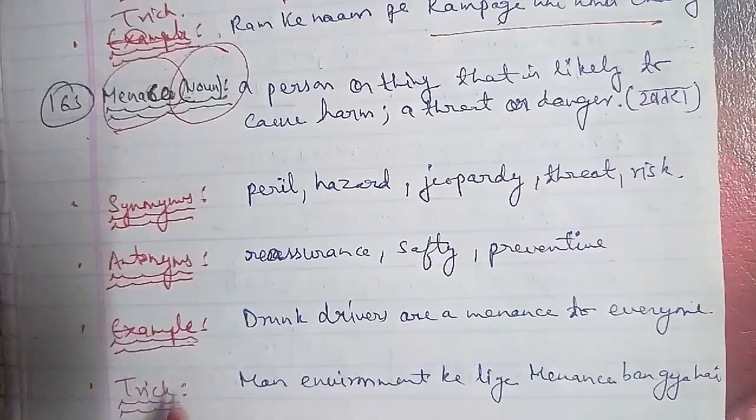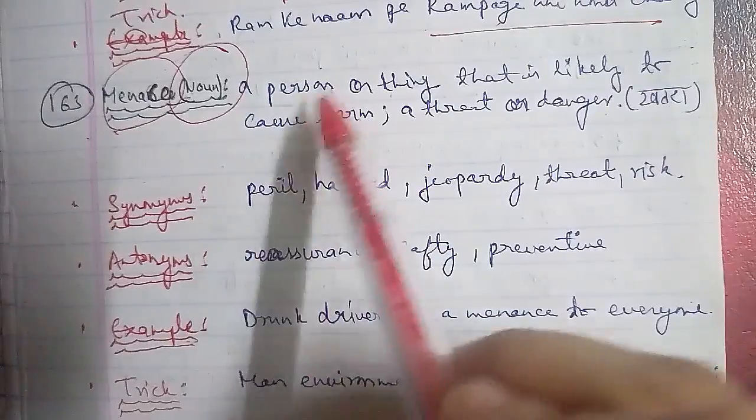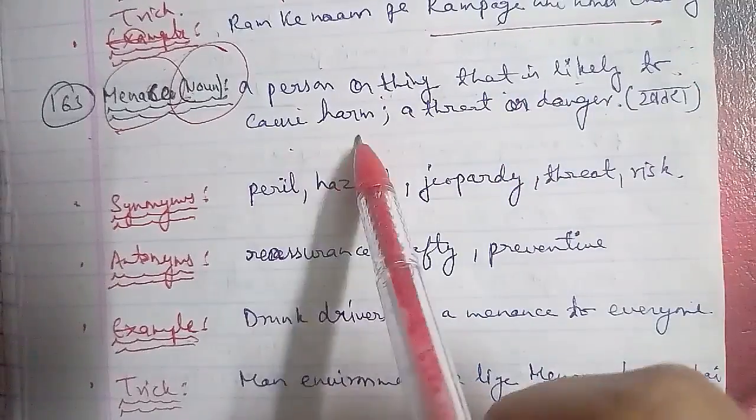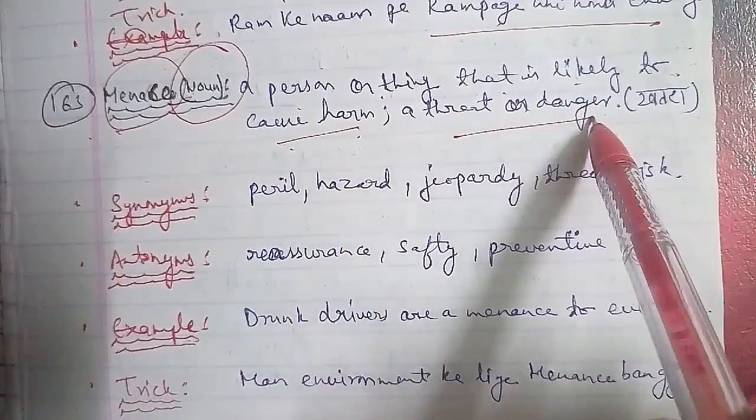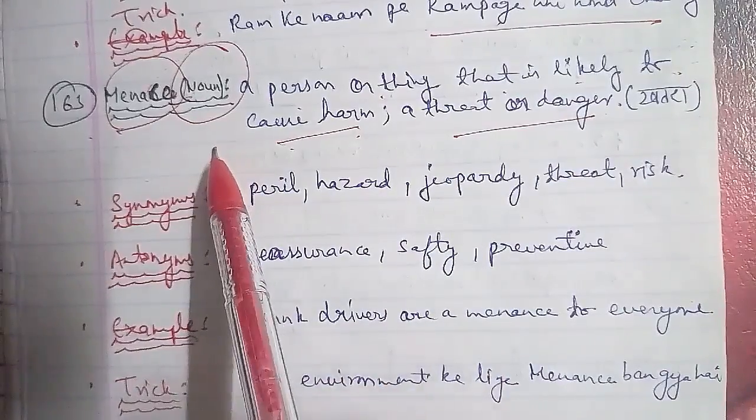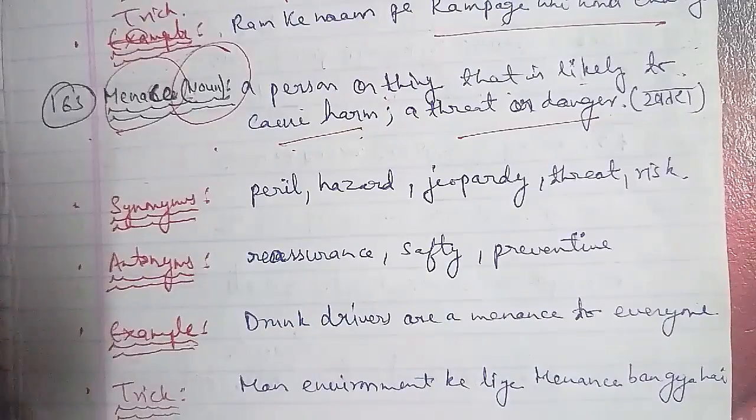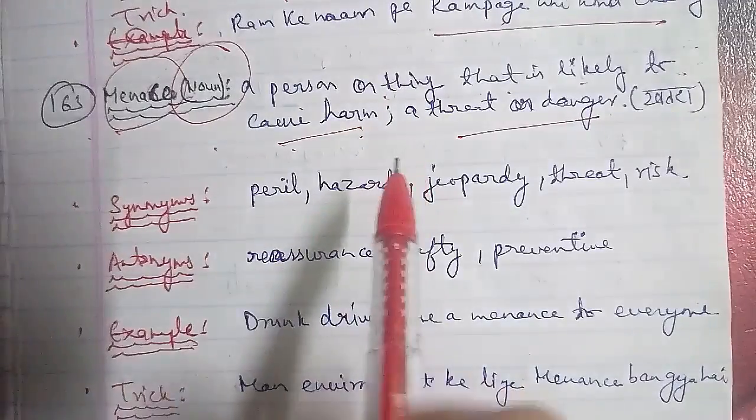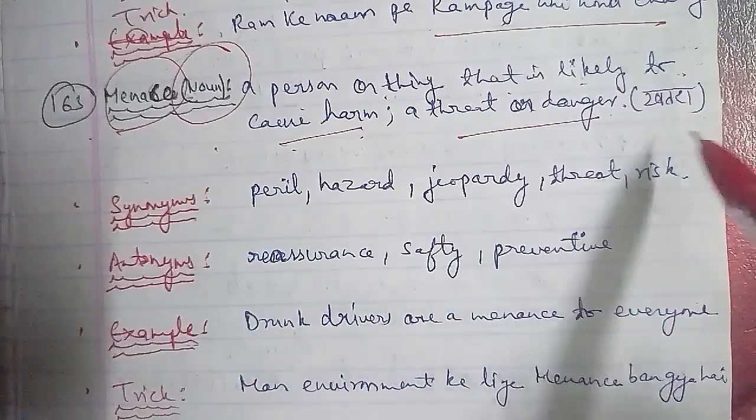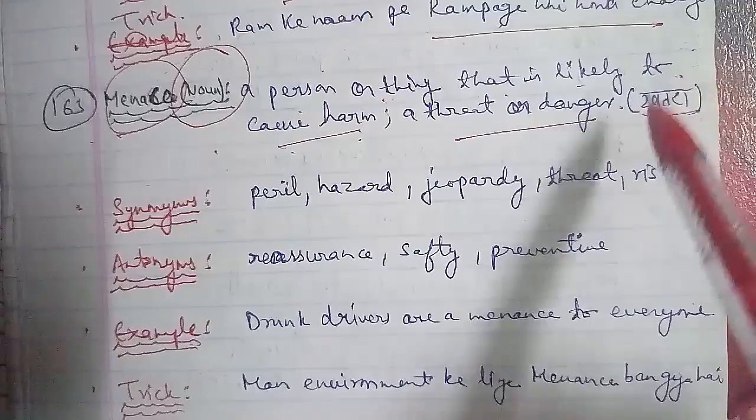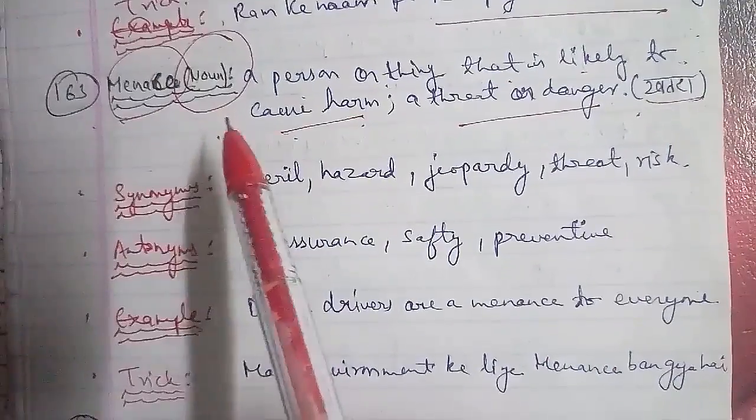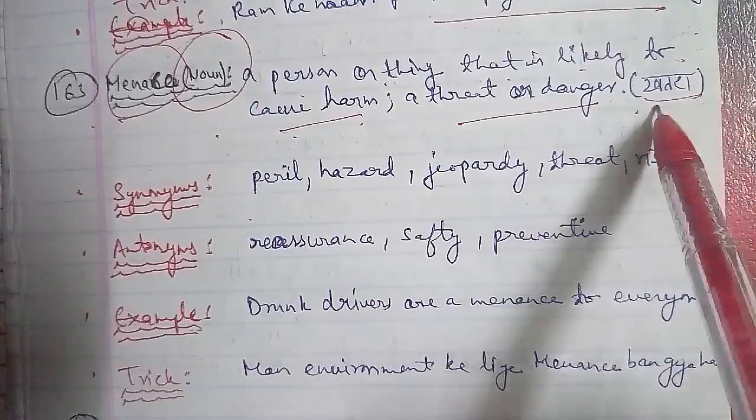In Hindi you can say that अगर खतरा आपको दिखाई दे, तो you can use the word in English menace. In standard English में आप menace वर्ड यूज़ कर सकते हो फॉर दैट कि अगर आपको खतरा लग रहा है, डेंजर लग रहा है, थ्रेट लग रहा है, या आपको लगता है वो हार्म हो रहा है या हार्म करेगा. The synonyms of menace are peril, hazard, jeopardy, threat, risk. Now the antonyms of menace we have here are reassurance, safety, preventive.